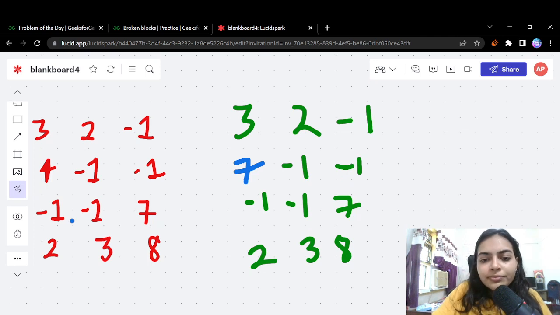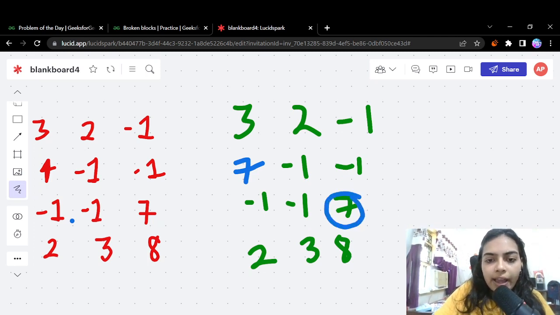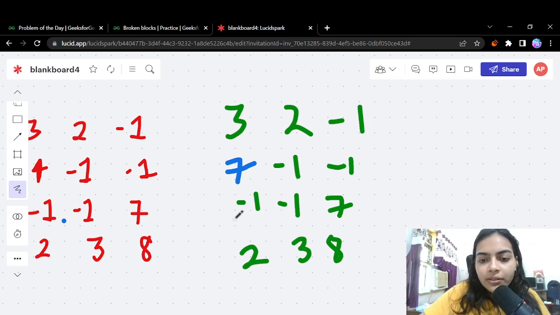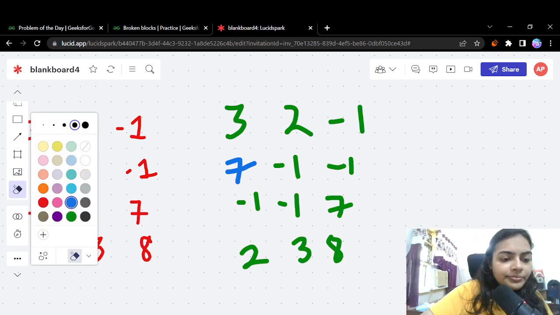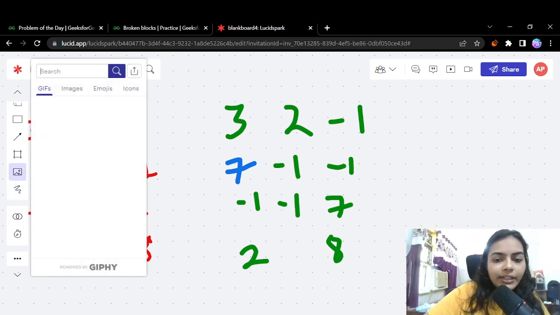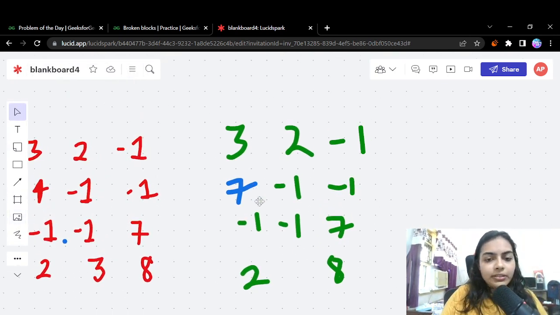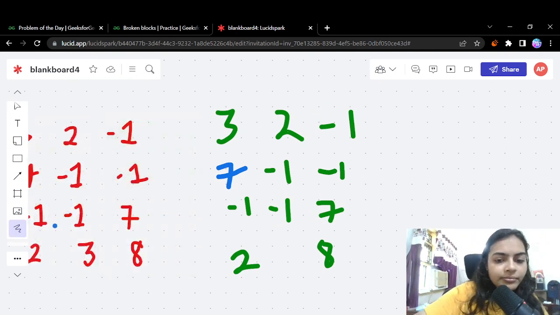Now let me go to this box. So once I go to this box, see, I cannot come from this level or I cannot come from this level, right? So in this case the answer is going to be 7 only. Now let me go to the next box. This is also -1, so the answer is going to remain 2. In this case the answer is 3 plus 7, 10. 10 will be the answer. Okay, so let me replace it with 10.